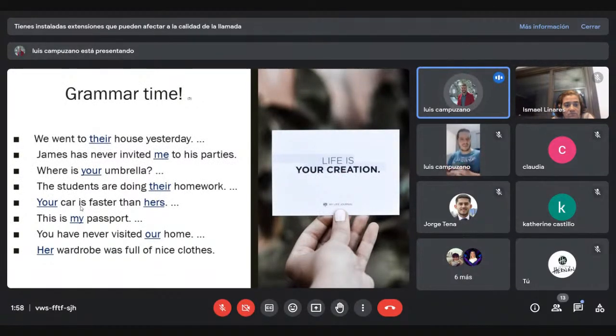Now, let's take a look at something different we're going to look at today. Let's look at these sentences. It says, we went to their house yesterday. James has never invited me to his parties. Where is your umbrella? The students are doing their homework. Your car is faster than hers. This is my passport. You have never visited our home. Her wardrobe was full of nice clothes.